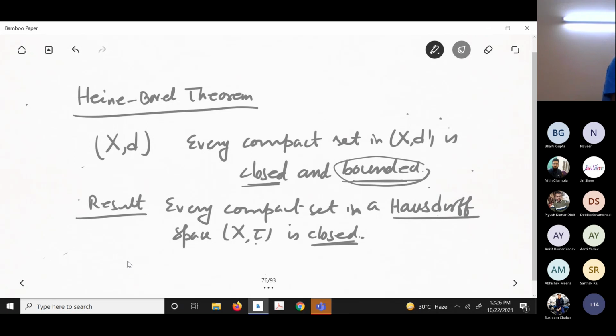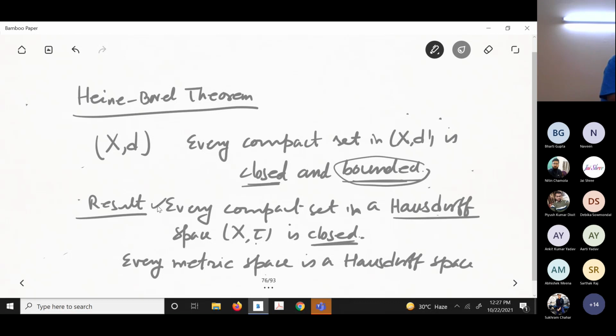So a metric space, remember that every metric space is a Hausdorff space, meaning any two distinct points can be separated by disjoint open sets. Every metric space is a Hausdorff space. I'll prove the general result first because there is no difference between these two proofs; the proofs are basically the same. Since every metric space is Hausdorff, any compact set in a metric space will be closed.